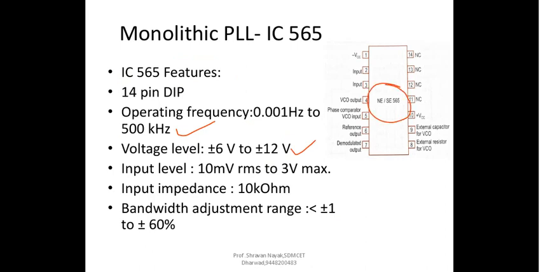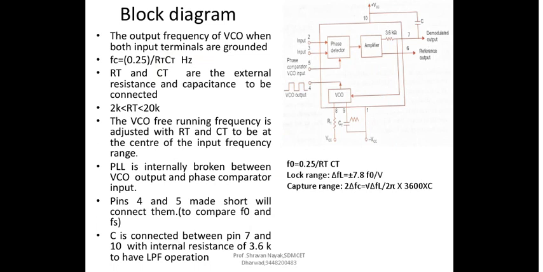So now we shall look into the block diagram of this, and we will try to compare this block diagram with the generalized block diagram we had earlier. Please look at the block diagram of this IC 565. You have the phase detector as we had in the general block diagram. We have the amplifier, and this combination of C and R gives us the low pass filter. Then you have the voltage controlled oscillator, and here you have the VCO output.